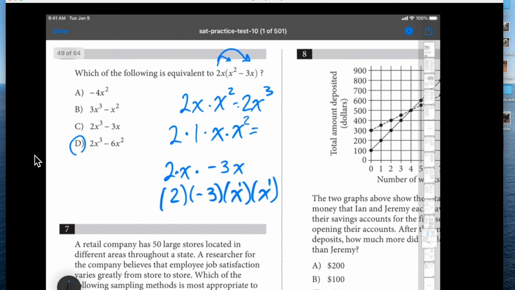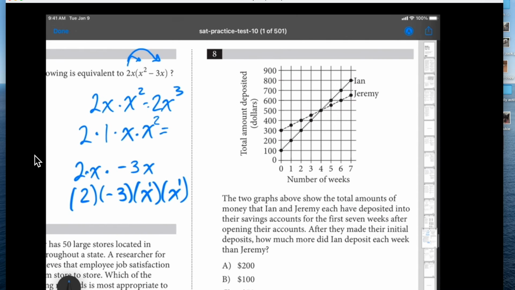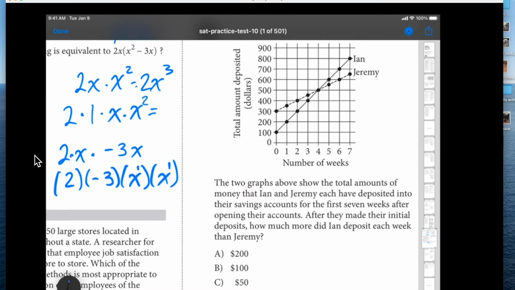Okay, let's go to number 8. The two graphs show total amounts of money that Ian and Jeremy each have deposited into their savings accounts for the first 7 weeks after opening the account. After they made the initial deposit, how much more did Ian deposit each week than Jeremy? Okay, so how much more did Ian deposit each week than Jeremy? Okay, here's the number of weeks, total amount deposited.